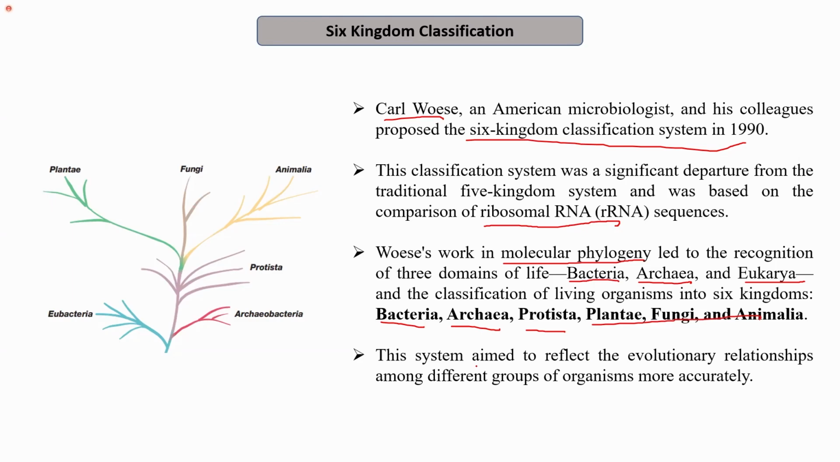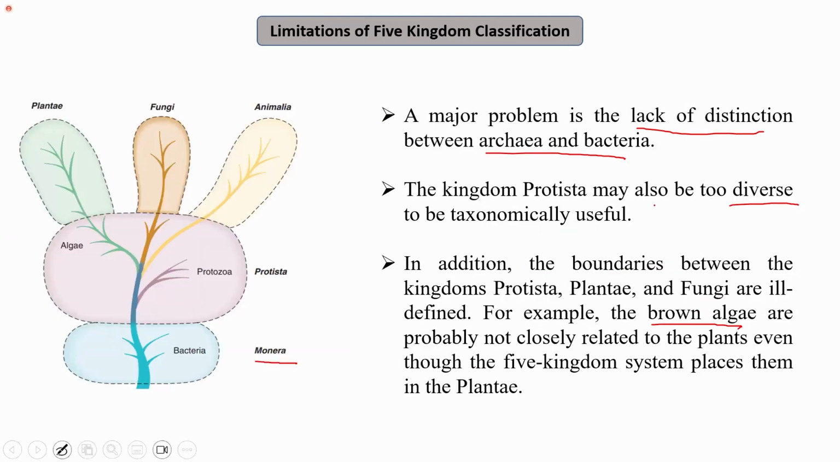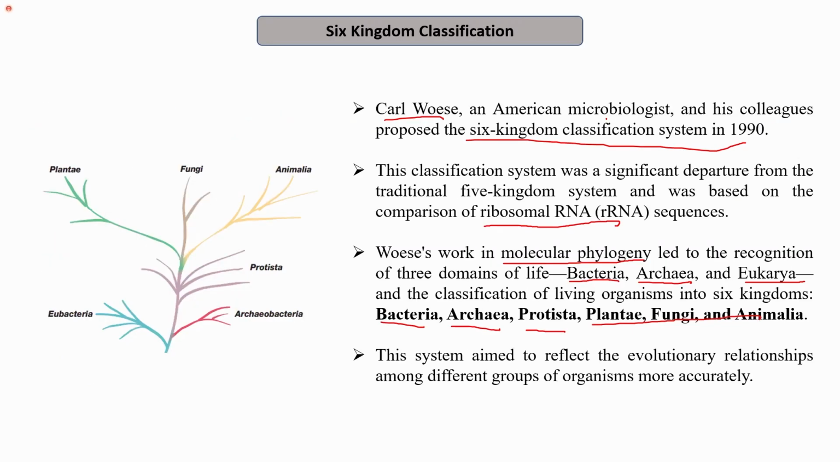So this system reflects more about the evolutionary history. It considered more about the phylogenetic relationship among the different organisms to place them more accurately into the appropriate kingdom. Unlike the 5-kingdom classification that was proposed by R.H. Whittaker, where both bacteria and archaebacteria were put into the same kingdom, which is the monera, the 6-kingdom classification put them into 3 domains, which are the bacteria, archaebacteria, and eukarya. And these domains were further divided into the kingdoms, that is bacteria, archaebacteria, protista, plantae, fungi, and animalia.